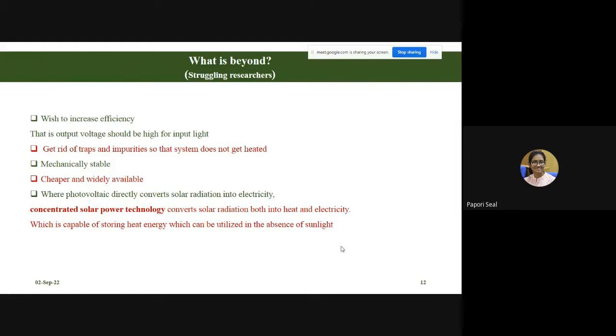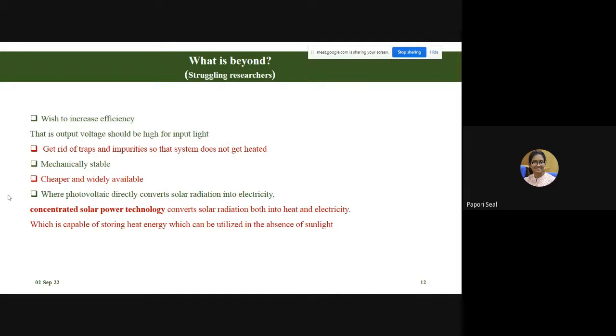Another important thing, this is a recent work actually, not very recent, I mean for the last 5 to 7 years this work is going on. Not only storage, where photovoltaic converts solar radiation into electricity, whatever I discussed, this was the photovoltaic mode, okay, where we store electrons and hole pairs and then use them for our purpose to generate electricity.